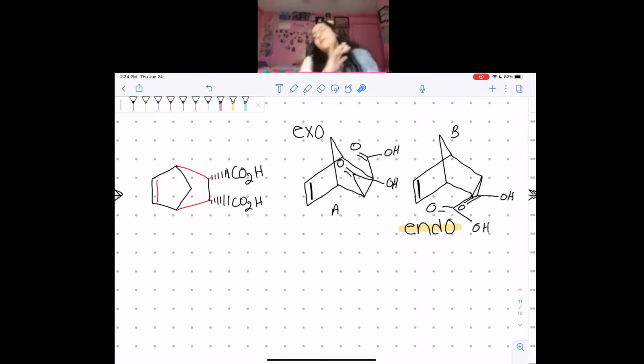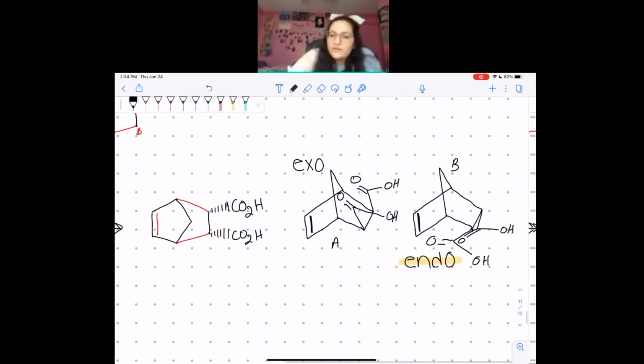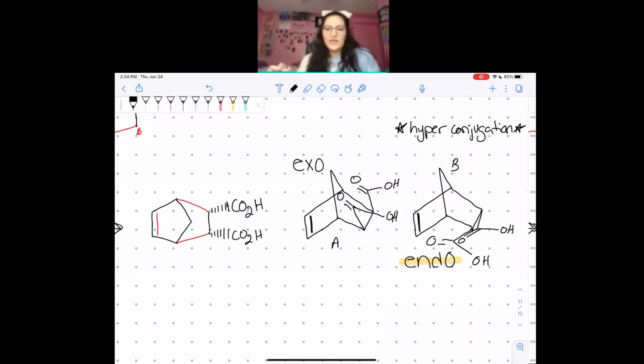You don't have to know how or why they interact because that's just complicated. If you do want to know, it's hyperconjugation. If you just know this word, that's enough for you. You don't have to understand the concept. Just know that because of this thing called hyperconjugation, these double bonds are going to stabilize this double bond, and the endo product is going to be super favorable.